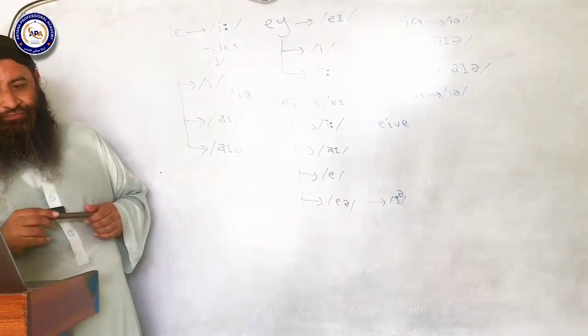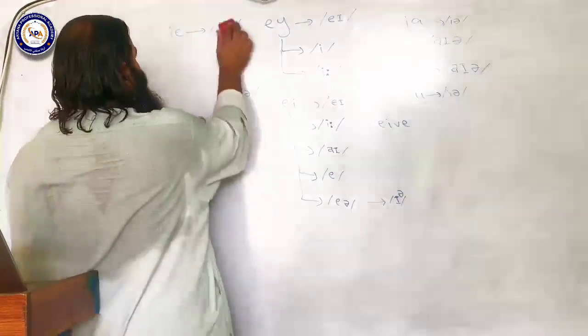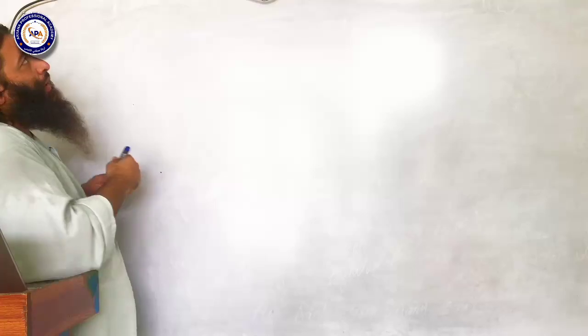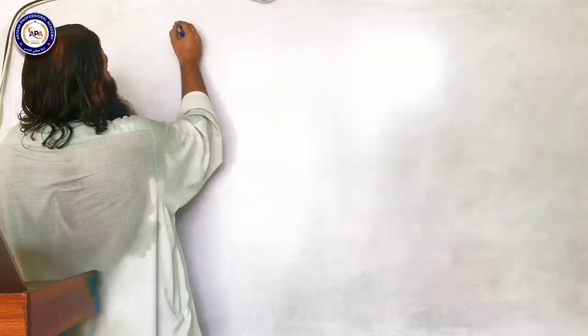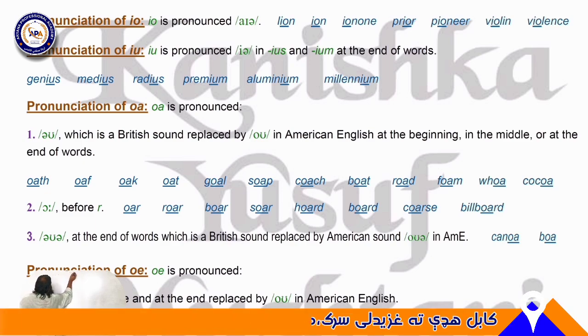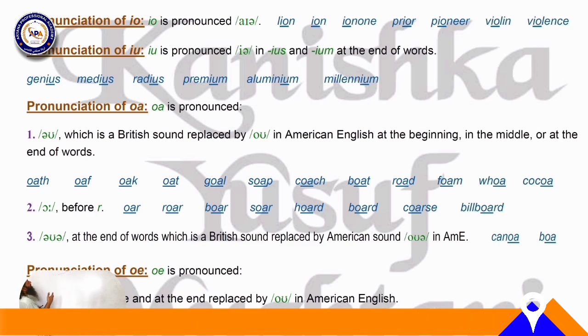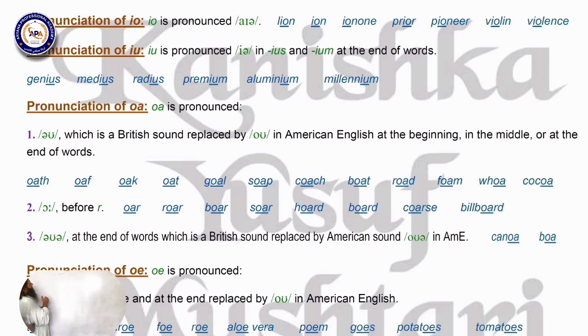Okay, the next digraph we have is OA. OA is pronounced, the first sound is the British sound O, which is replaced by O in American English, like in the letter O we studied, like open, which goes with OE. We will study later, inshallah.